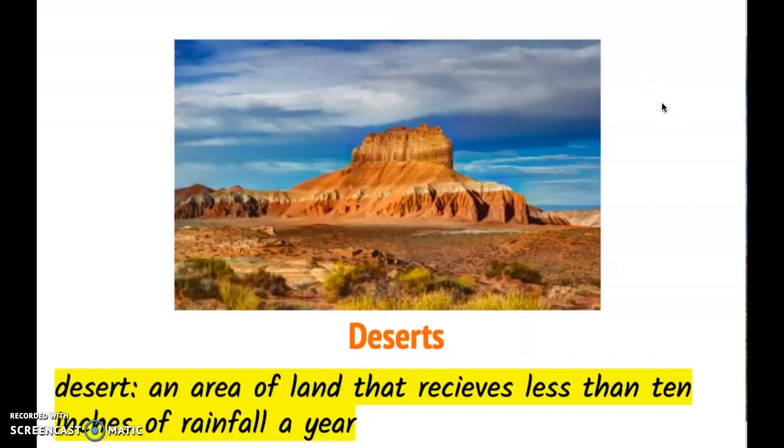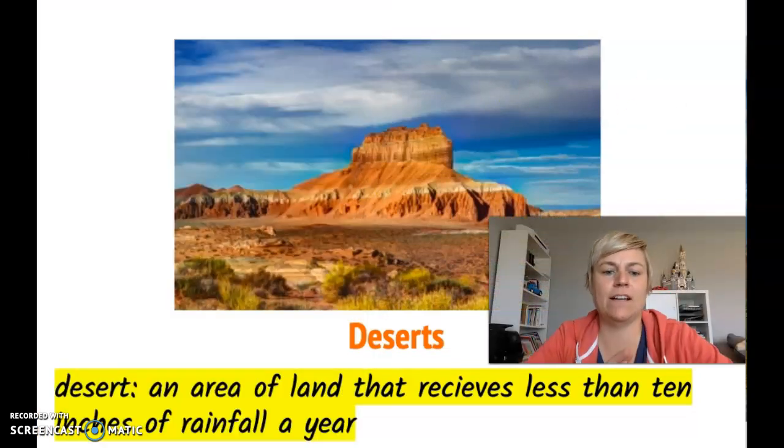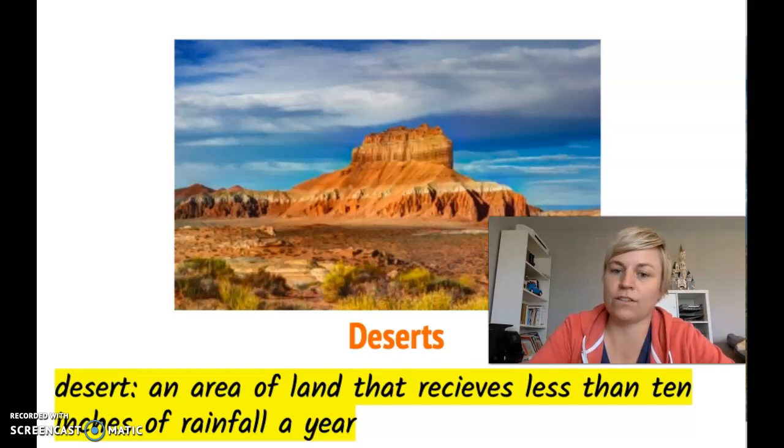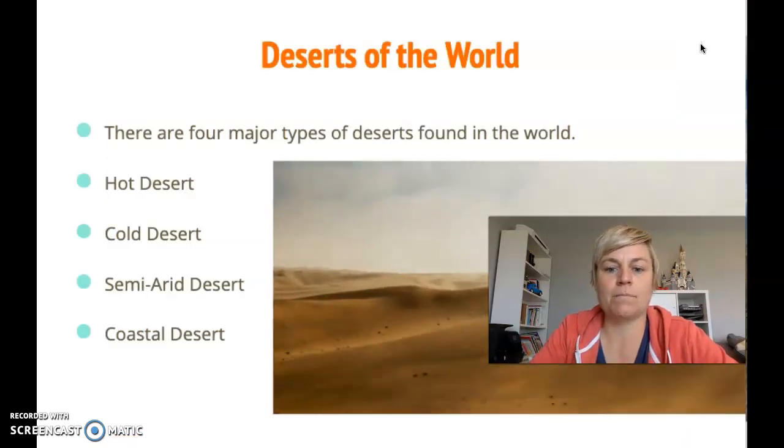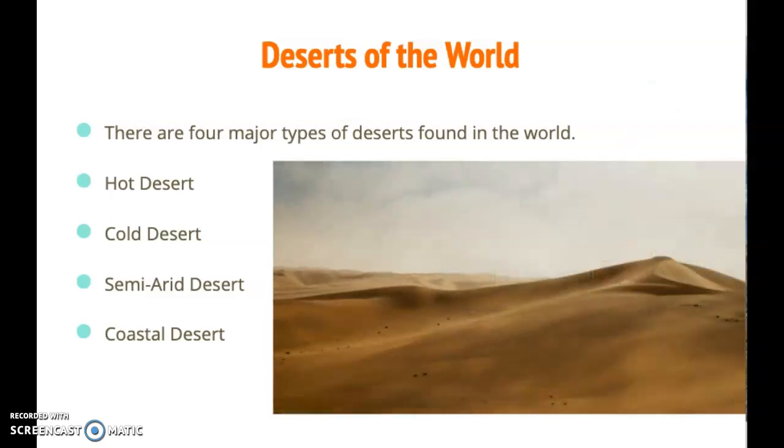All right, so what is a desert? Well, a desert is an area of land that receives less than 10 inches of rainfall, which could also include snow, any sort of precipitation per year. And here in Utah, we know a lot about deserts. They are absolutely beautiful, and people come from all over the world to see the beautiful deserts that we have here. Some deserts in the world include, well, there's four major types of deserts: hot, cold, semi-arid, and coastal.